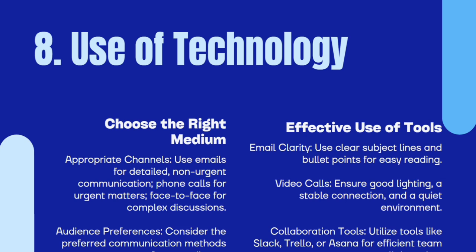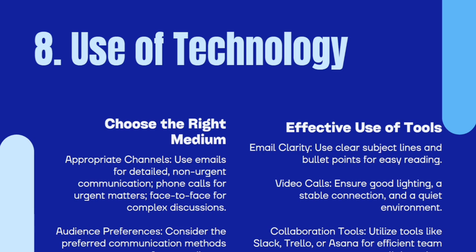Use of technology. Choose the right medium, appropriate channels: use email for detailed, non-urgent communication, phone calls for urgent matters, face to face for complex situations. So you have to choose the right medium. Adjust to preference. Consider the preferred communication method of your audience, as well as effective use of tools like email clarity. Use a clear subject line and bullet points for easy reading.